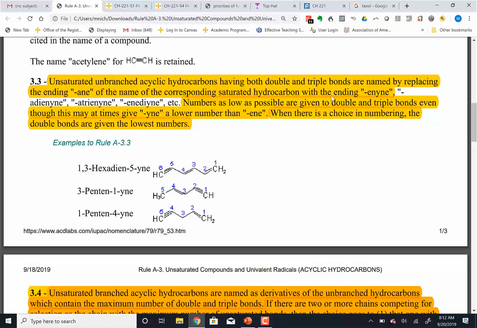Now, why the yne is at the end, this is the anomaly, because in every other case, the group that's higher on the chart will be at the end. But they said you do this with an ene-yne instead of a yne-ene. So all the rules in the book are up to date.